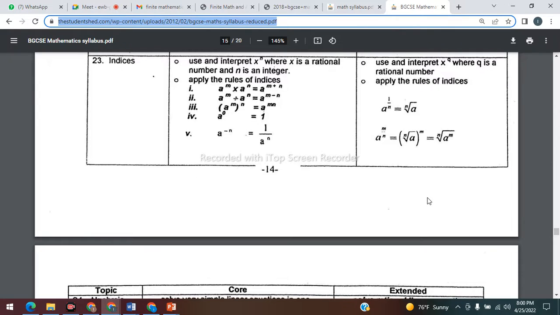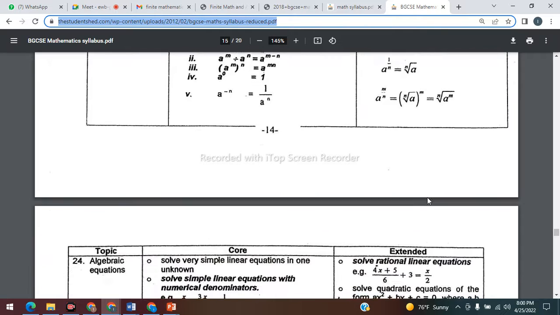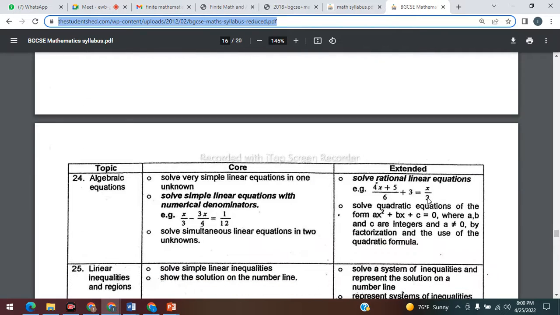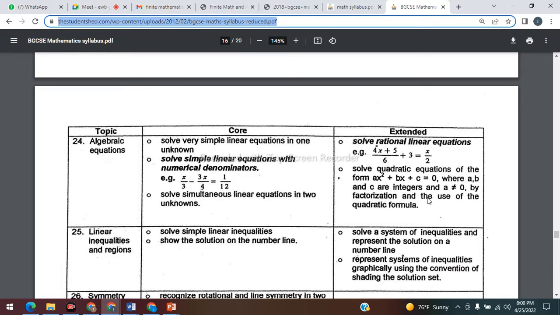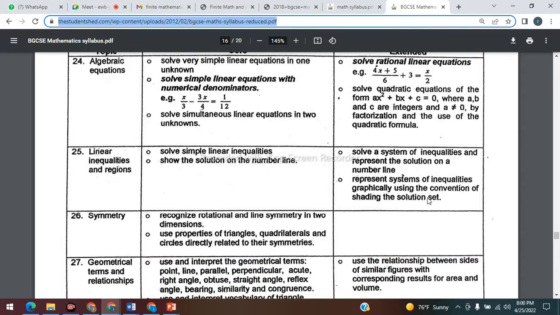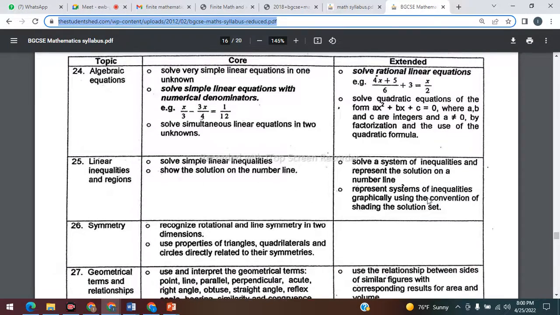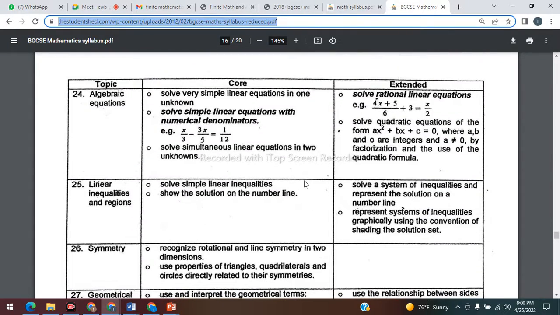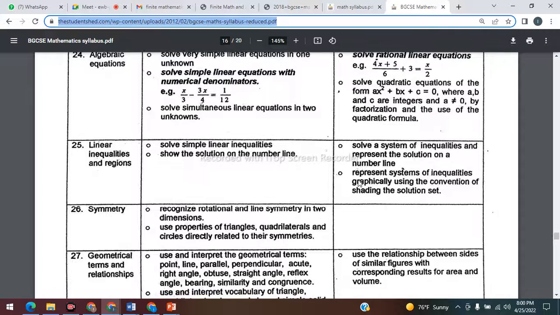The syllabus. Remember, the syllabus is just there to tell you what we should do, but in practice, they don't really go through all this. That's why when you do the papers, you get to see which ones they really hammer down. But the syllabus is just to say, okay, this is the scope. Okay, so symmetry, algebraic equations, yeah, we've done these things. Linear inequalities, yeah, symmetry.